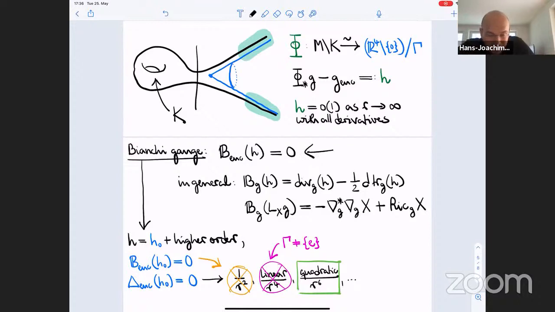Where in general, if you have a metric G and a symmetric 2 tensor H, the definition of the Bianchi operator is this. So Bianchi G of H is a 1 form, the divergence of H minus 1/2 times the gradient of the trace of H. And you have this useful Bochner formula that if you apply Bianchi to the Lie derivative of the metric by a vector field, you get minus the rough Laplacian of the vector field plus the Ricci curvature applied to the vector field, which is the same Bochner formula that you would use to prove that compact manifolds with negative Ricci curvature don't have any non-trivial Killing vector fields. It's exactly the same formula.